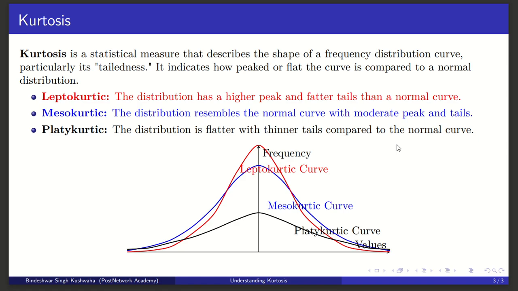And the black curve appears on the graph, that is platykurtic, a flatter distribution with thinner tails compared to the normal curve. These represent data sets that are spread out more evenly.